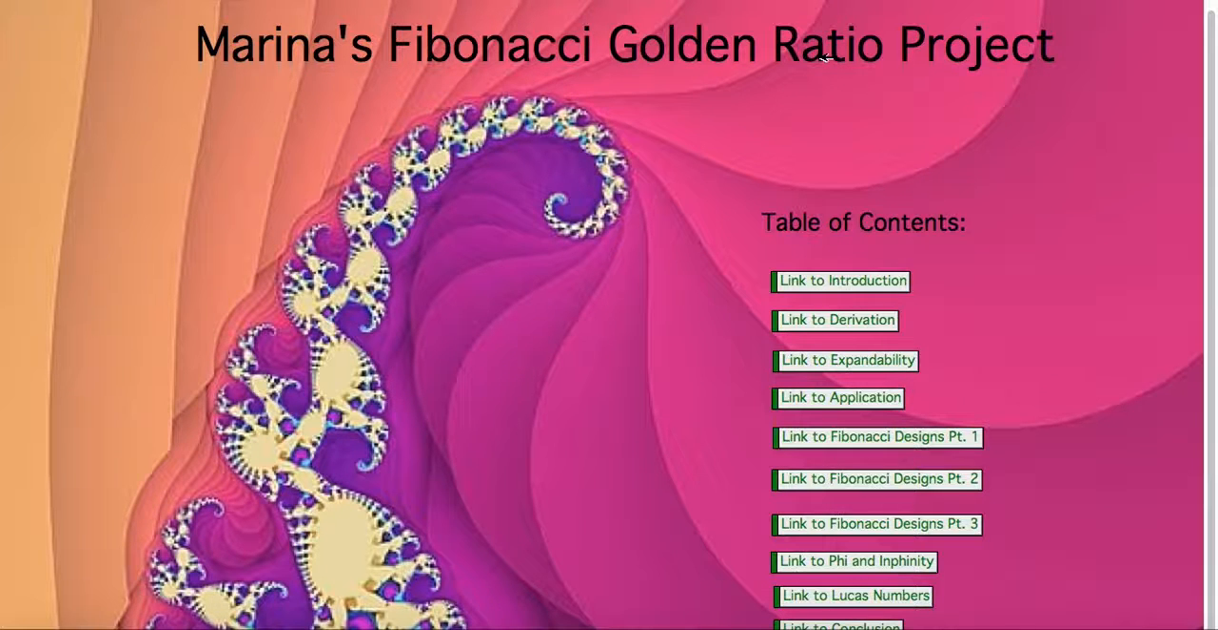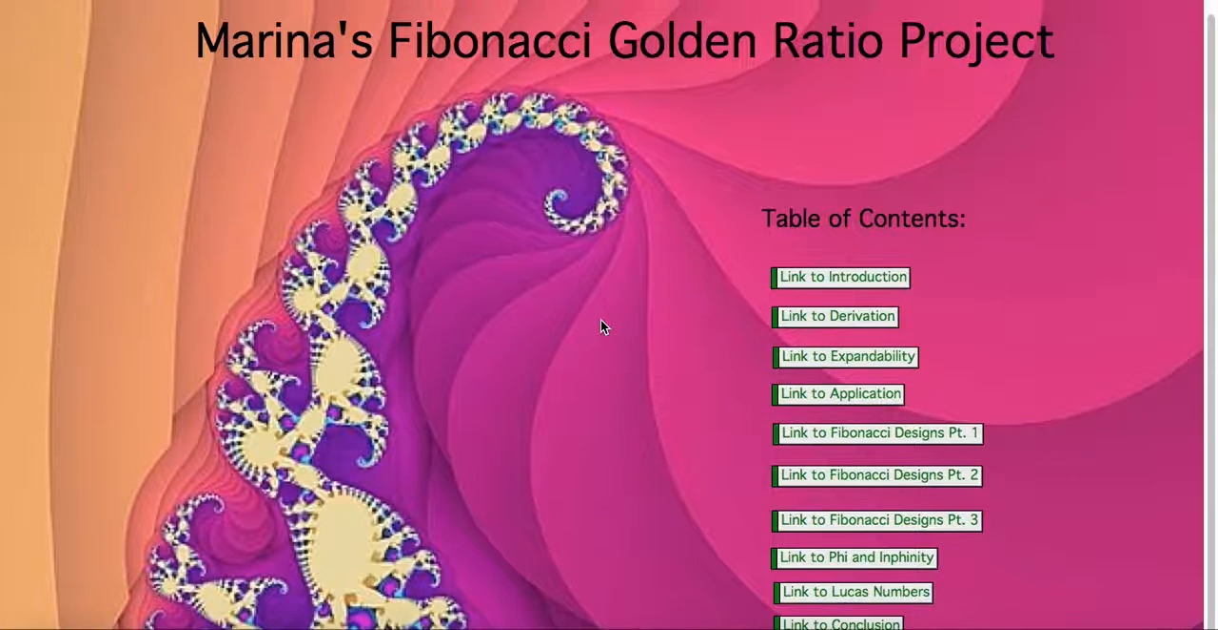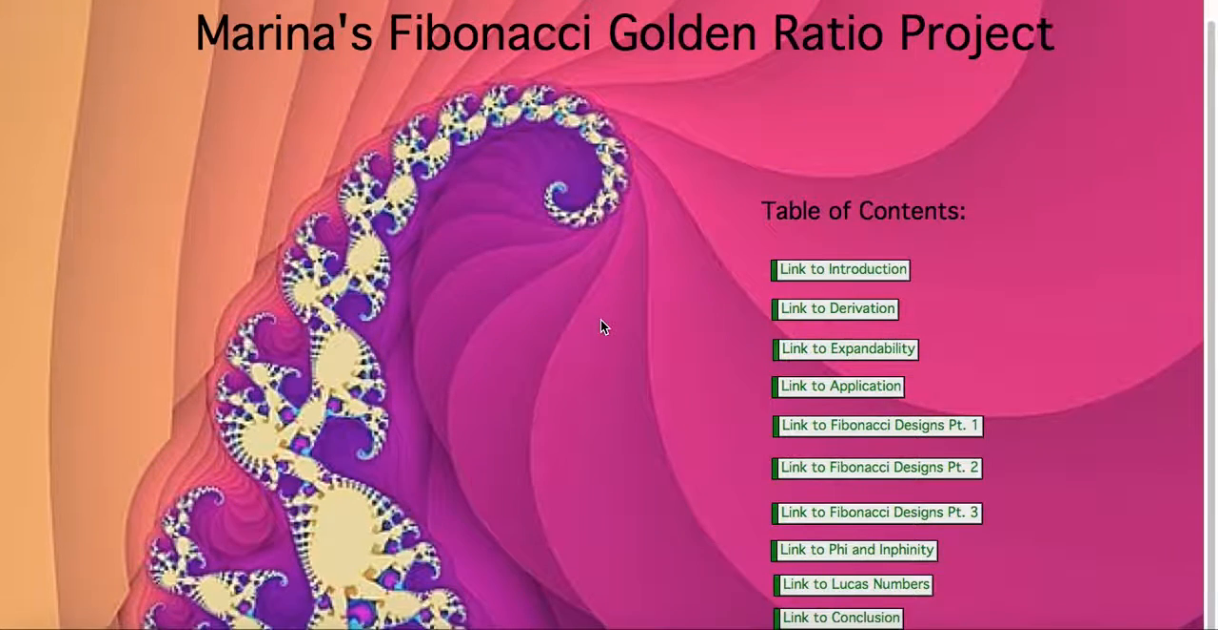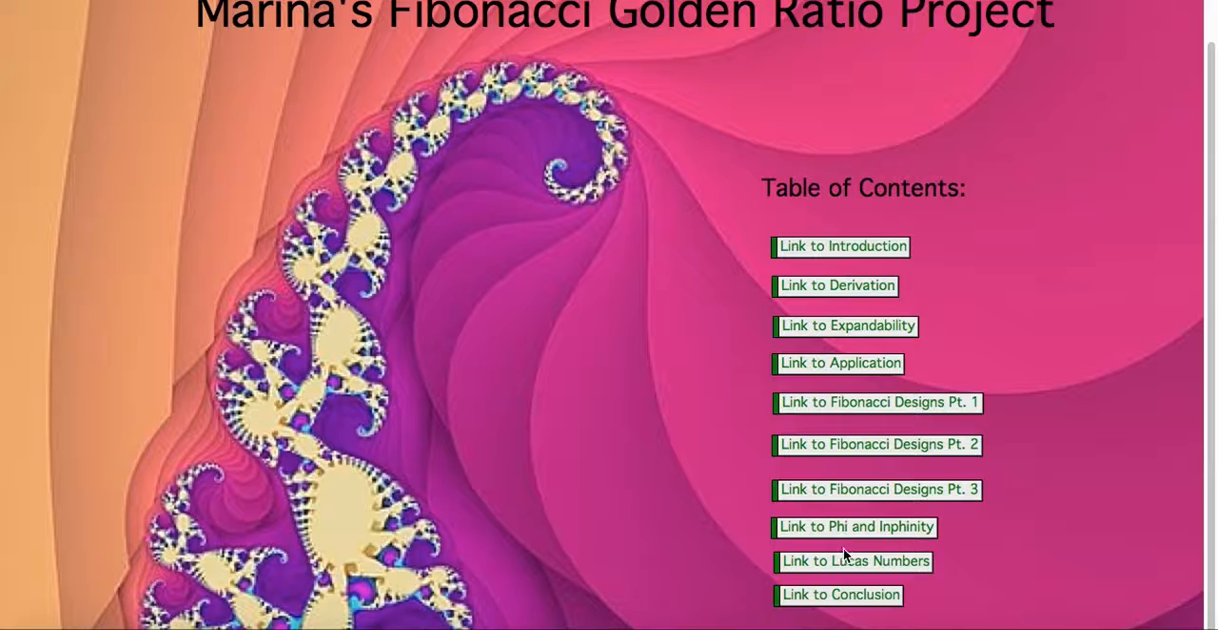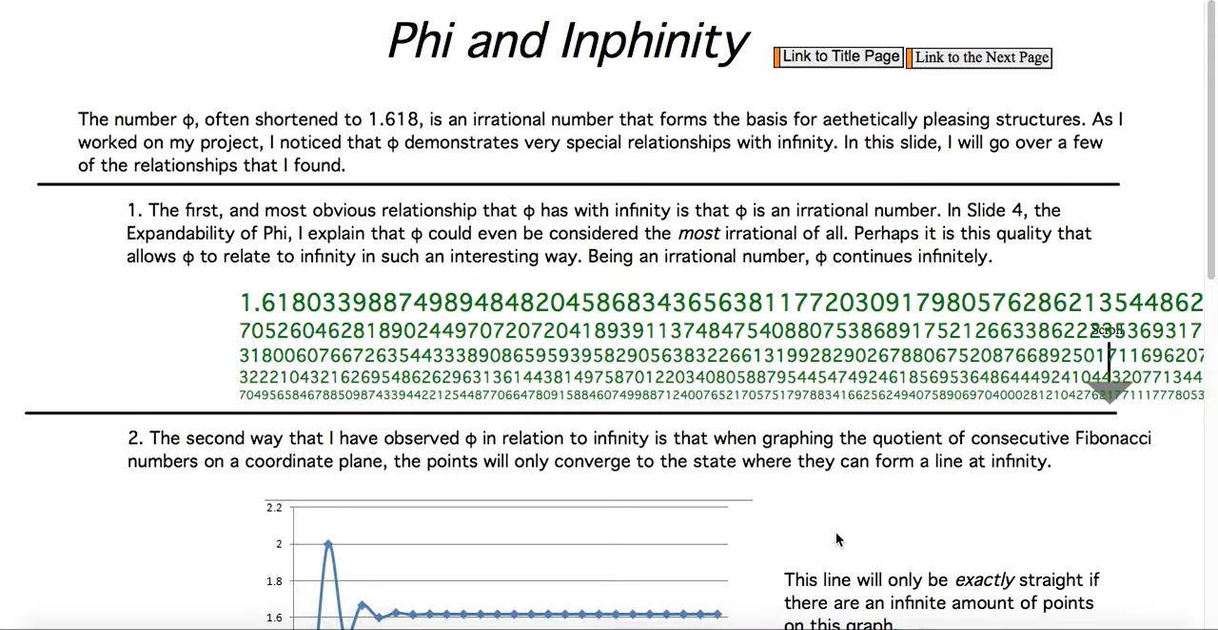This is a project that I did in ninth grade on the golden ratio and its connections to Fibonacci. It talks about the number phi, which is often shortened to 1.618, which is an irrational number that forms the basis of aesthetically pleasing structures. So I studied the relationships between phi and infinity and created this GSP portfolio.